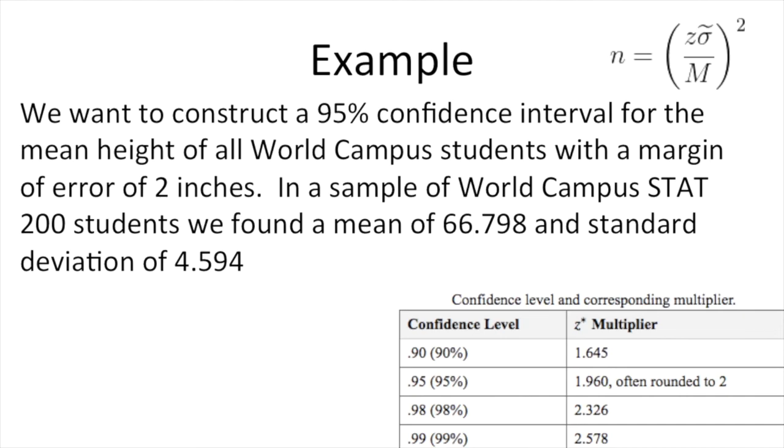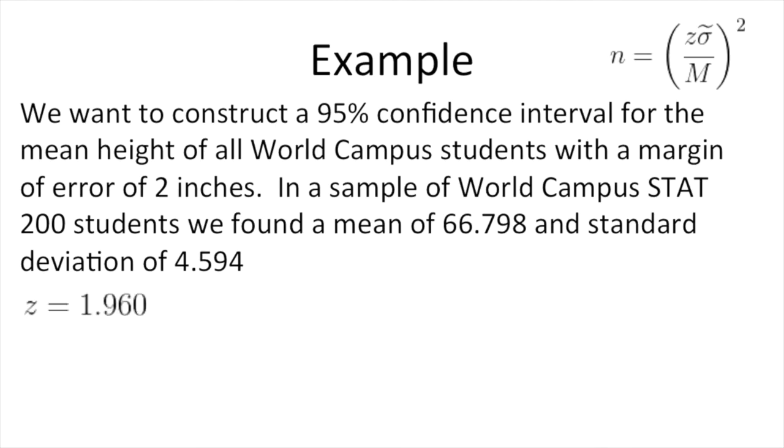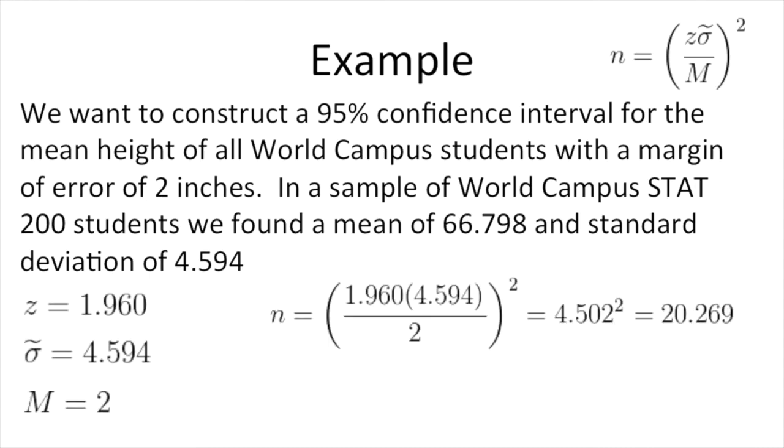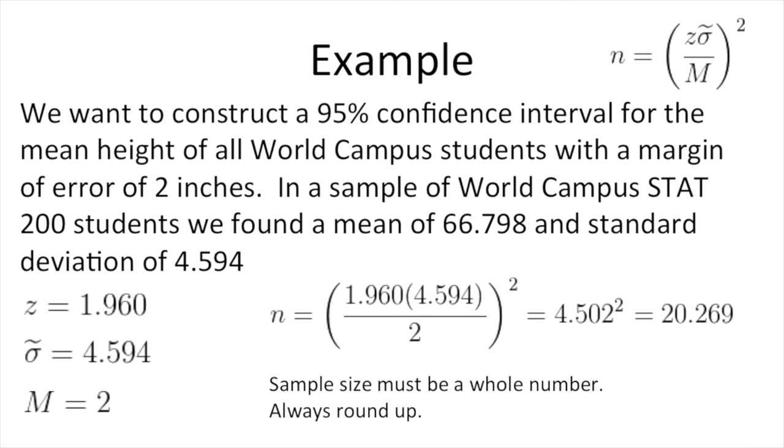We're constructing a 95% confidence interval, so the associated z-multiplier is 1.960. We have an estimated population standard deviation of 4.594, and we're given a margin of error of 2. We plug these values into our formula, and we find n equals 20.269. We cannot have 0.269 of a World Campus student, so we're going to round up. In this case, we would want a minimum sample size of 21 World Campus students.